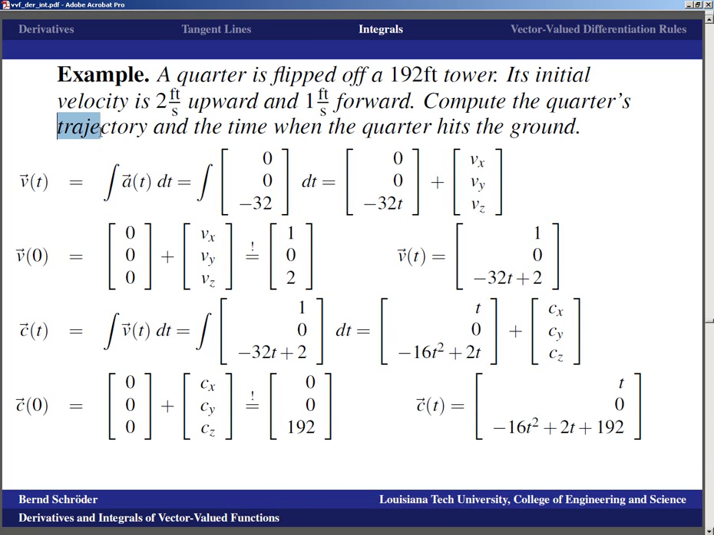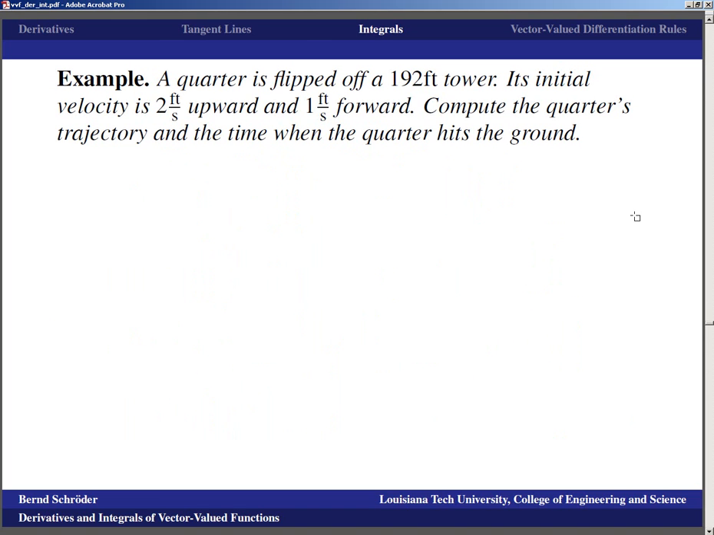So that means we already have the trajectory, and now the only thing we have to figure out is the time when the quarter hits the ground. Well, how do we do that? That's another thing where we just use common sense and visualization, and that is hitting the ground means that z is equal to 0, because after all the tower was 192 feet tall, and we set it up in such a way that our initial position was 192 feet, so our height for the ground is assumed to be 0. We're not assuming that the tower is surrounded by mountains and things like that.